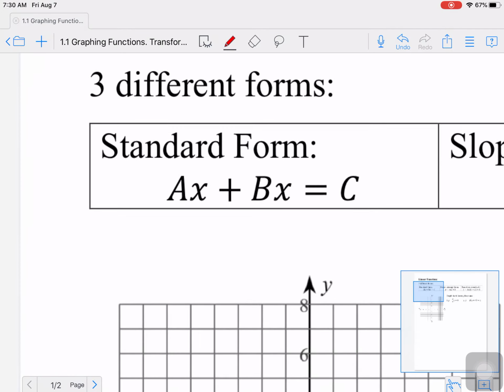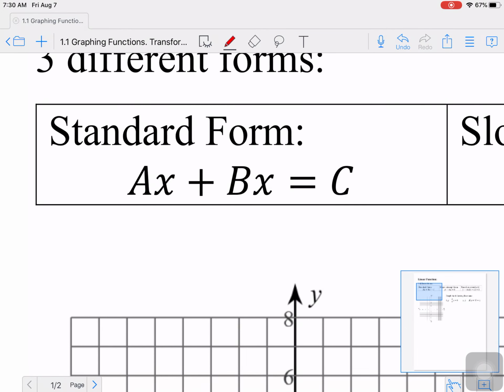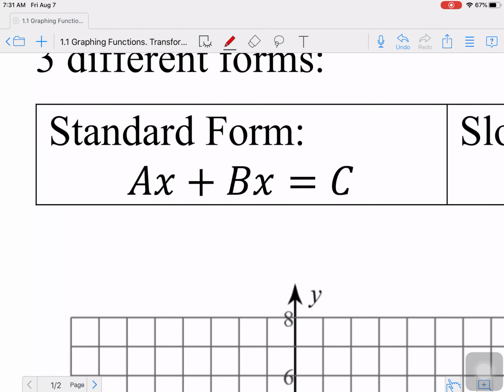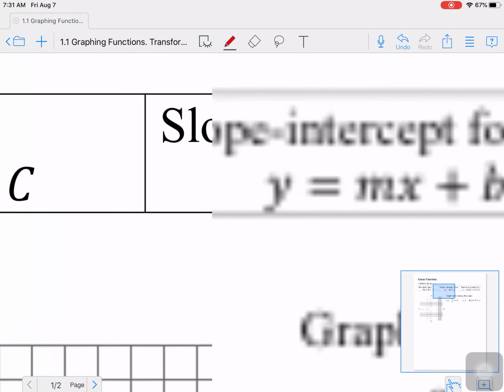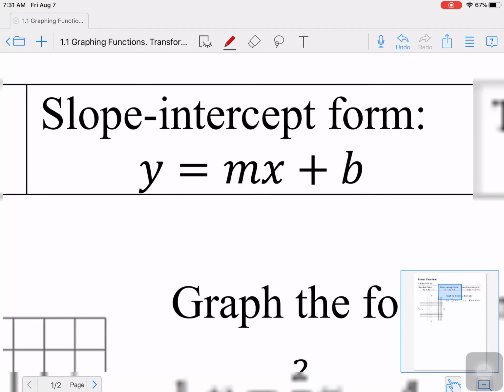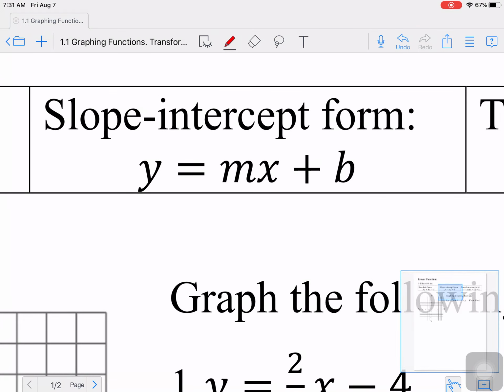So linear functions, you're gonna see three different forms. The first one is standard form. This is ax plus by equals c. This is not something that we usually use. We don't really like this form, so if you do find a form like that, make sure that you transform it into slope-intercept form. Slope-intercept form, which is y equals mx plus b, probably the most popular one.